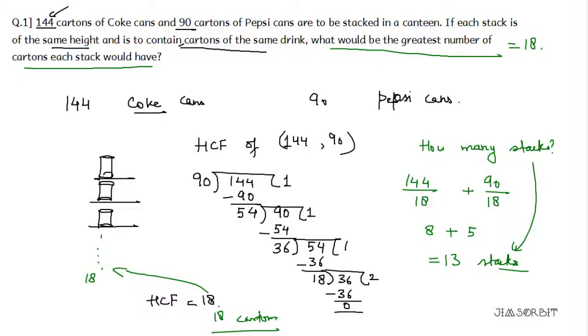I hope you have understood this. So let us take the next part. Question 2 says 3 bells toll at intervals. Toll means they all ring at the same time. So 3 bells toll at intervals of 9, 12 and 15 minutes respectively.